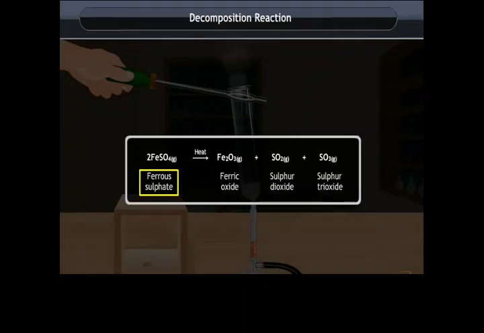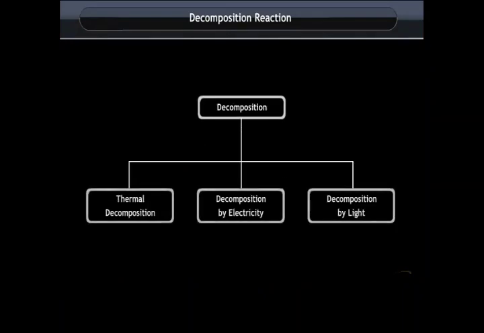On further heating, it decomposes into ferric oxide, sulfur dioxide, and sulfur trioxide. Ferrous sulfate breaks down or decomposes to form 3 new substances. Hence, it is an example of decomposition reactions. Decomposition reactions can be classified into 3 types depending on the source of energy for the reaction: decomposition by heat or thermal decomposition, decomposition by electricity or electrolysis, and decomposition by light or photolysis.